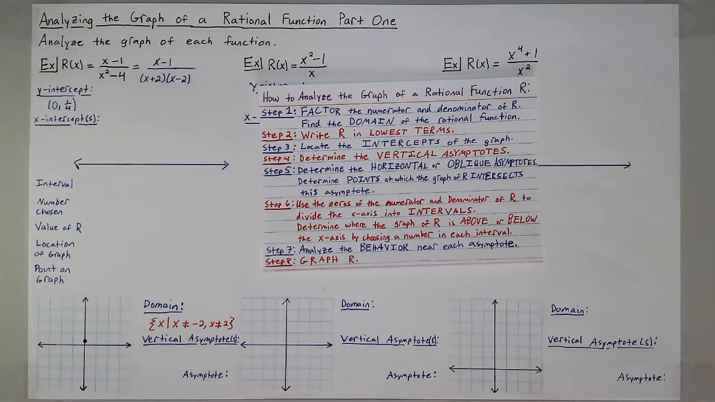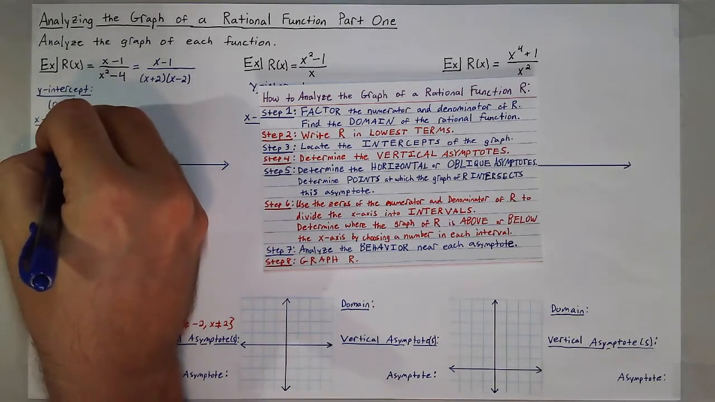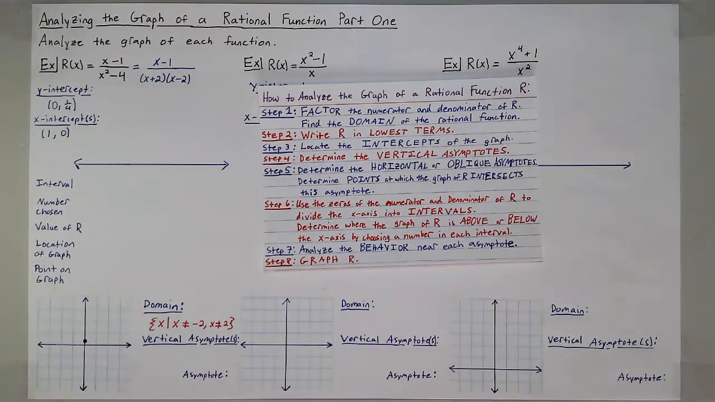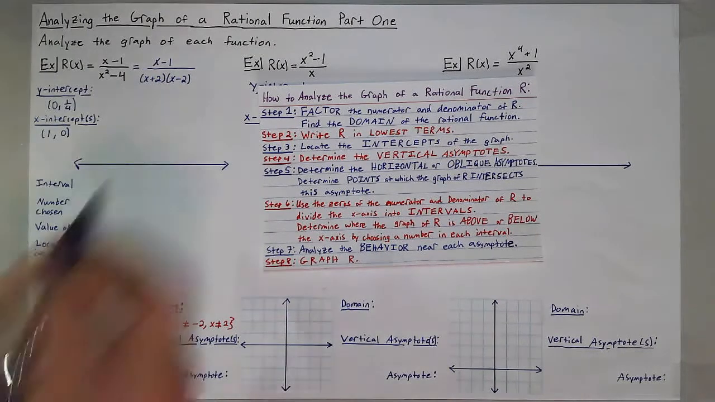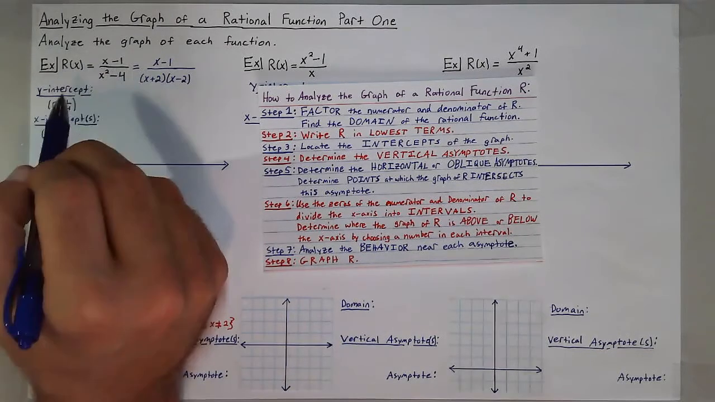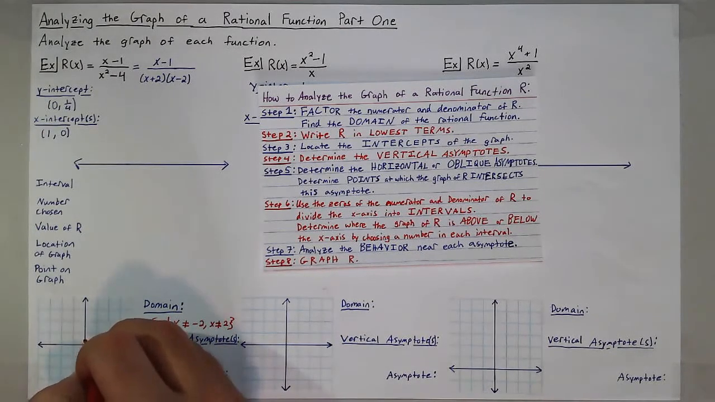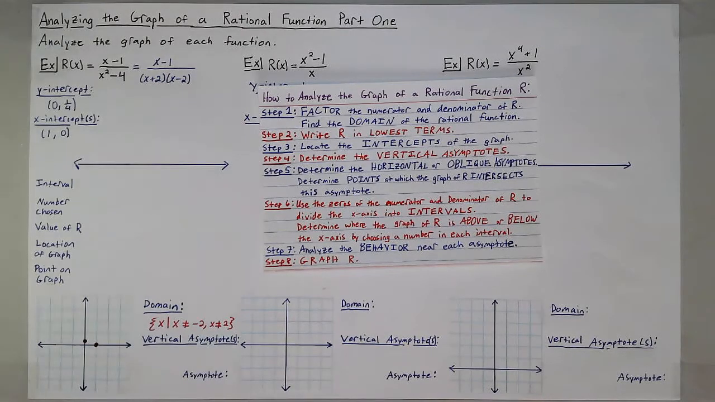Next, to find the x-intercepts, you set the numerator equal to 0. When you set the numerator equal to 0, you'll get 1, because x minus 1 equals 0 is 1. So we have an x-intercept at 1, 0. The reason why we just set the numerator equal to 0 is because you're setting y equal to 0, which would be this r of x. And the only thing that makes a fraction equal to 0 is if the numerator is 0. So that's why we just check the numerator. So we have an x-intercept at 1, 0. So I can put another point on my graph.